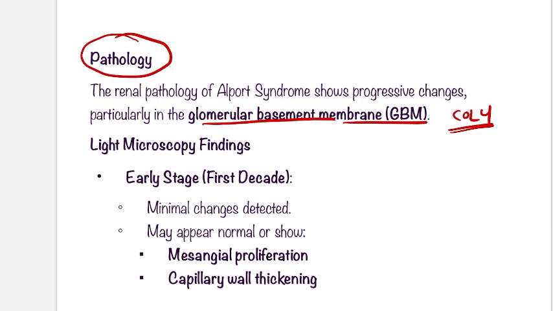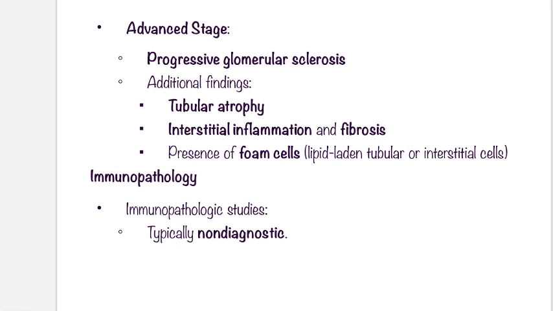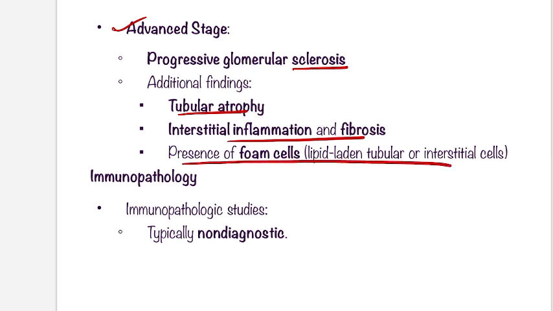If we do light microscopy in early stages, it may be normal. Just mesangial proliferation and capillary wall thickening may be seen, otherwise it is normal. In advanced stages, as we know, sclerosis develops, tubular atrophy develops, interstitial inflammation, fibrosis, and presence of foam cells. This is important. In many conditions foam cells are seen, but this is one of the conditions in which foam cells are seen. Foam cells are lipid-laden tubular and interstitial cells.